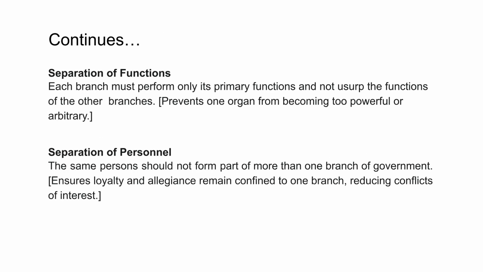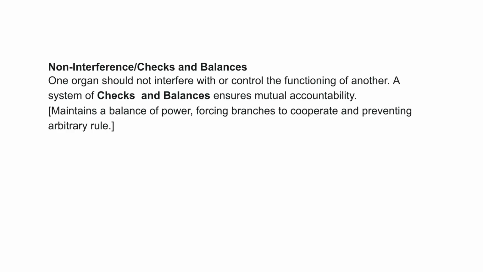The doctrine requires a separation of functions, where each branch performs only its primary role. It also necessitates a separation of personnel, ensuring the same people do not form part of more than one branch. Finally, non-interference, often implemented through checks and balances, ensures mutual accountability. This prevents arbitrary rule and maintains a balance of power among the organs.